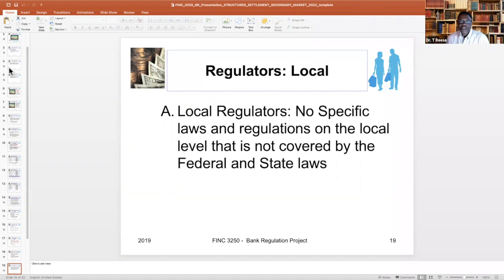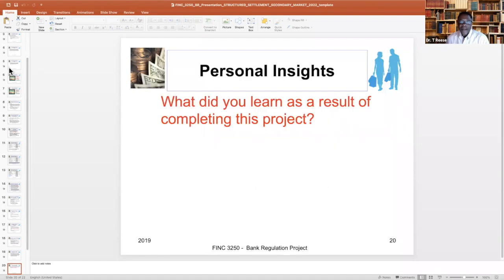And in this case, there are no local regulators either in the state of Georgia or the state of Florida who are responsible for supervising or overseeing this activity. If you have some personal insights as a result, you should share those.